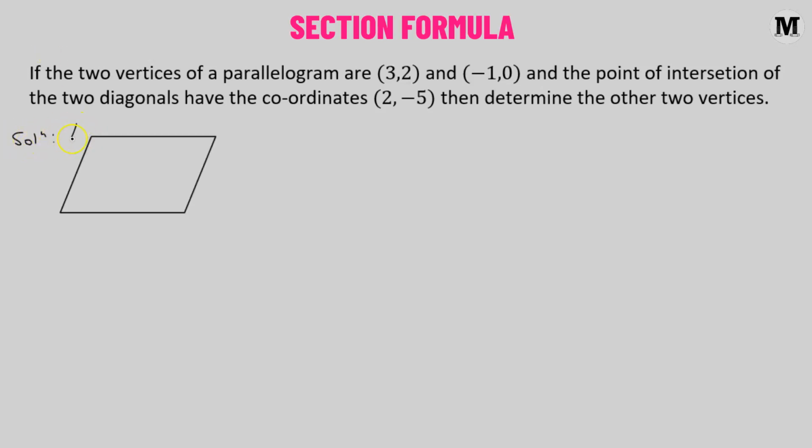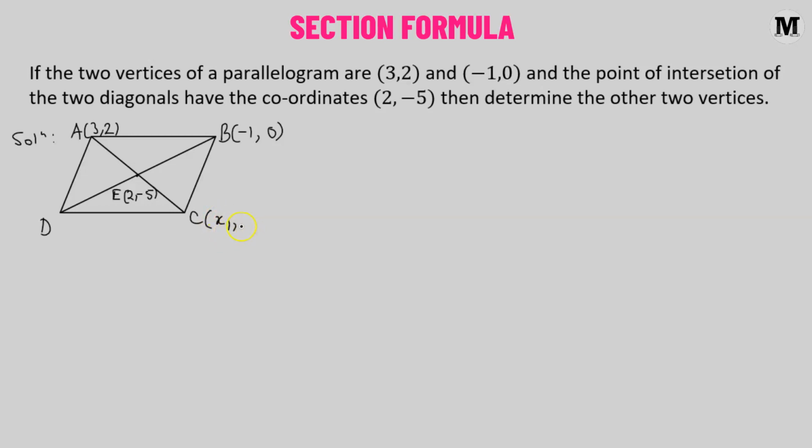Let us suppose we have a parallelogram ABCD. We'll suppose that the coordinates of point A are (3, 2) and the coordinates of point B are (-1, 0). Now here we have the diagonals AC and BD of the parallelogram. The coordinates of the point of intersection of the two diagonals are given to us, so we're going to call it the point E, and the value is (2, -5). Our goal will be to determine the coordinates of point C and point D.